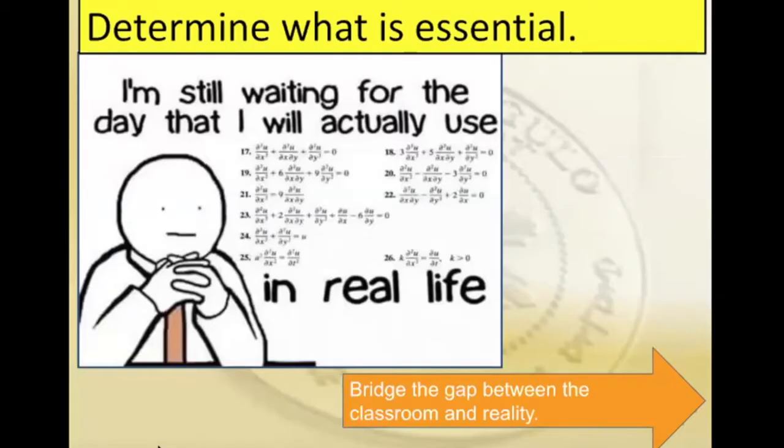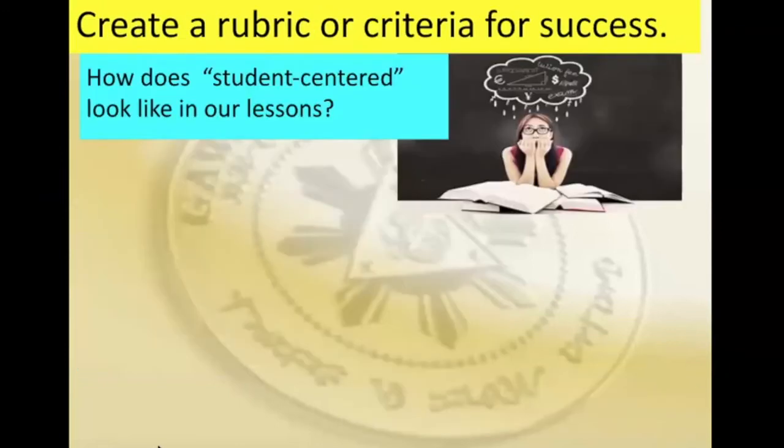And also determine what is essential. There's so much information in our curriculum. There are so many topics to be covered. But what is the most important? Because time is limited. One topic could be covered in 2 or 3 days because we have to give students time. What is the most important thing that they should be learning? Let's bridge the gap between the classroom and reality. We have to create a rubric or criteria for success. Otherwise, we will not know if we have reached our destination.